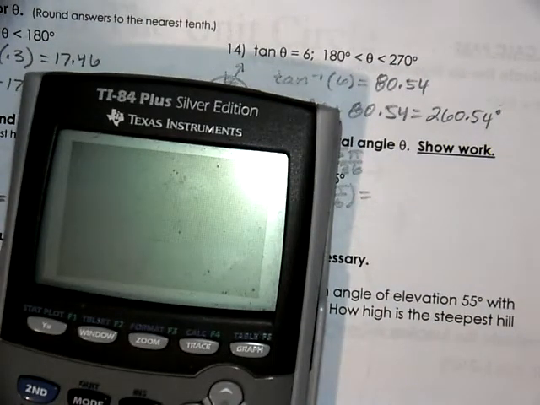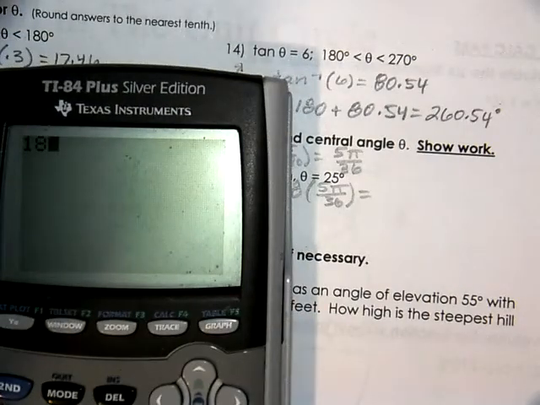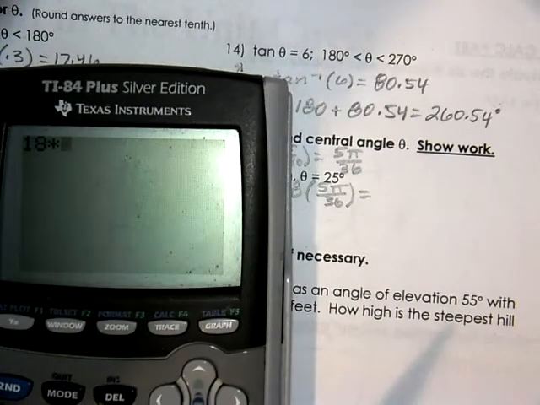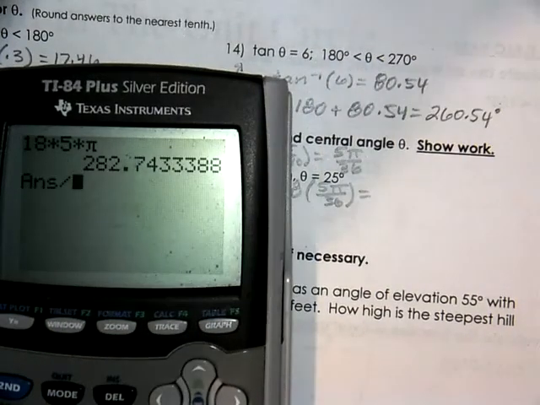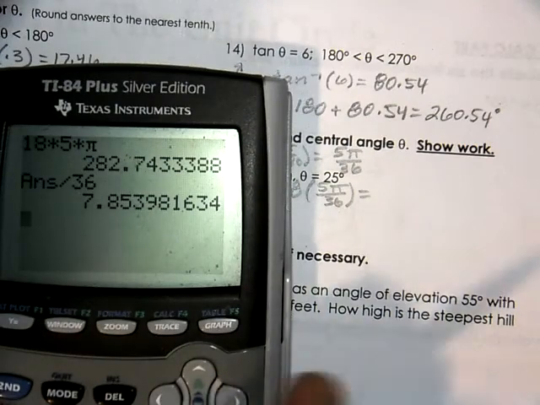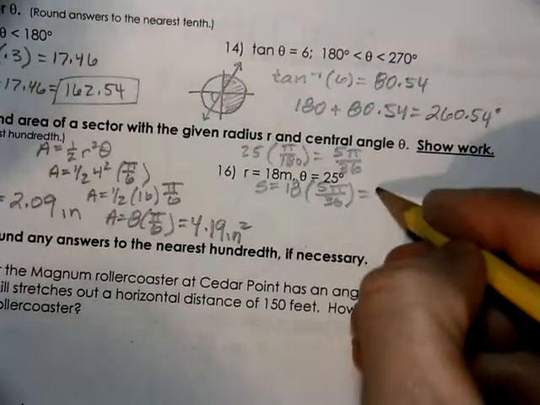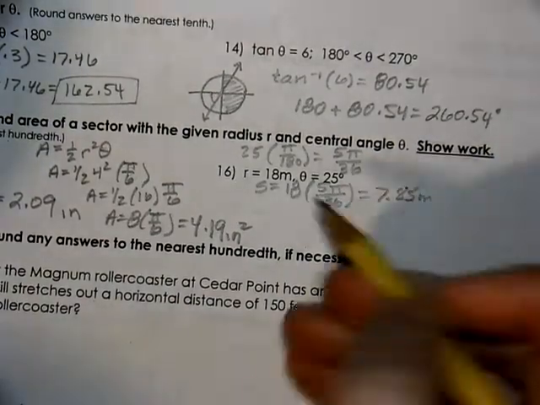So we would say 18 times 5 times pi divided by 36. That gives us an arc length of 7.85. And those are in meters.